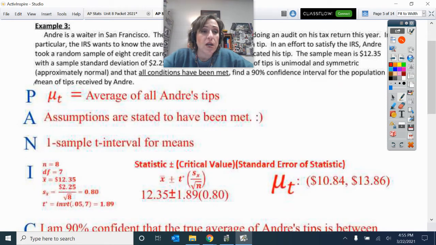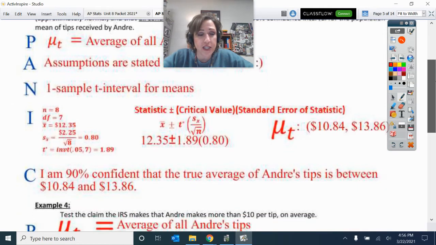Look here. In the PANIC model, the first one is parameter. It is not a proportion anymore. It is a mu, and I put a little t for the tips. The mu of t equals the average, so this first word is not proportion. It's the average of all Andre's tips. The assumptions and conditions have been stated to be met, so that's not an issue.